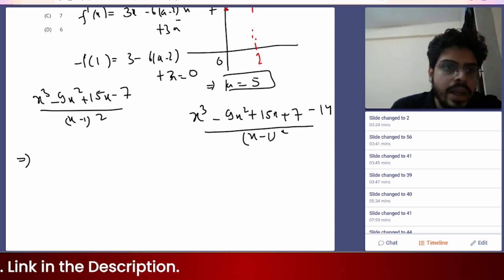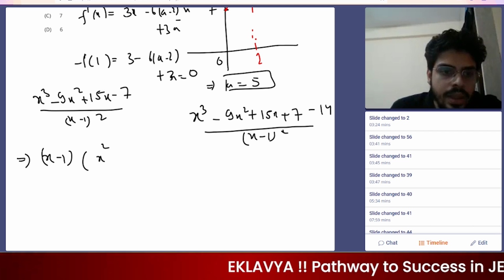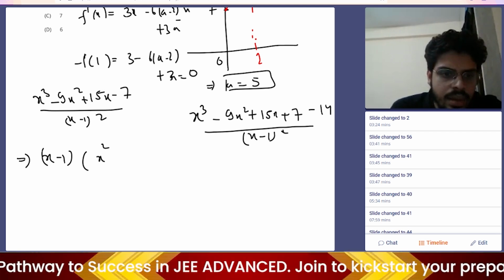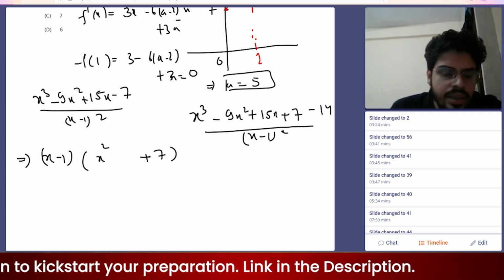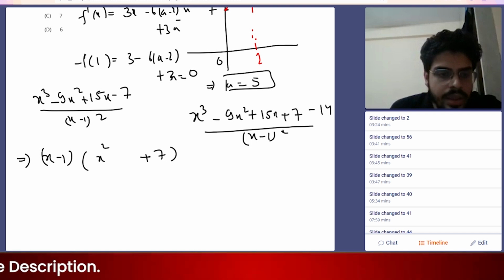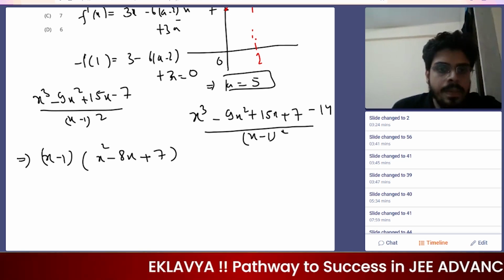Okay. So how can I write this? I have x minus 1 as one of the roots. So the other factor will be x square, and the constant term will be 7 only. So x square plus 7 will be the constant term. And the middle term, minus x square, will come from here. So I need 8. Minus x square minus 8x. Right.